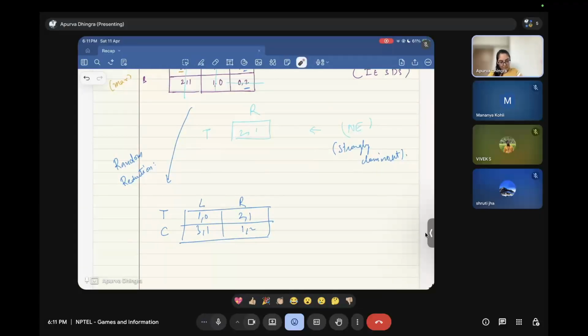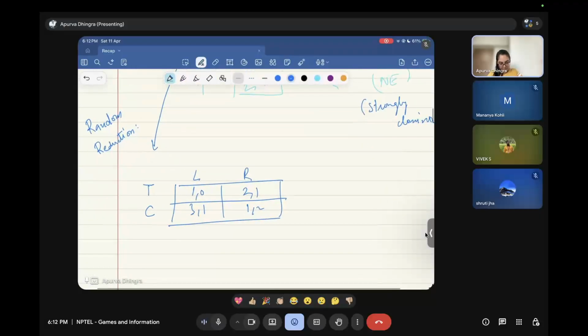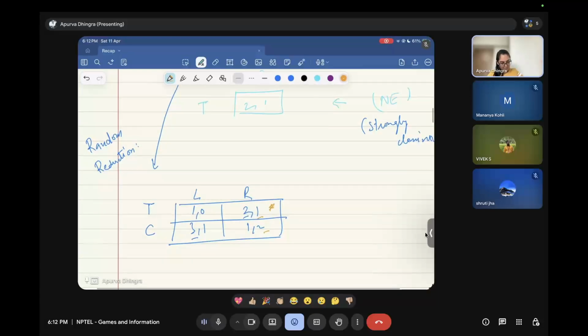Here again we can look for the Nash equilibria. Player 1 would prefer playing C and T respectively for L and R, and player 2 would prefer playing R both the times. So this is still the Nash equilibria even in the reduced game.